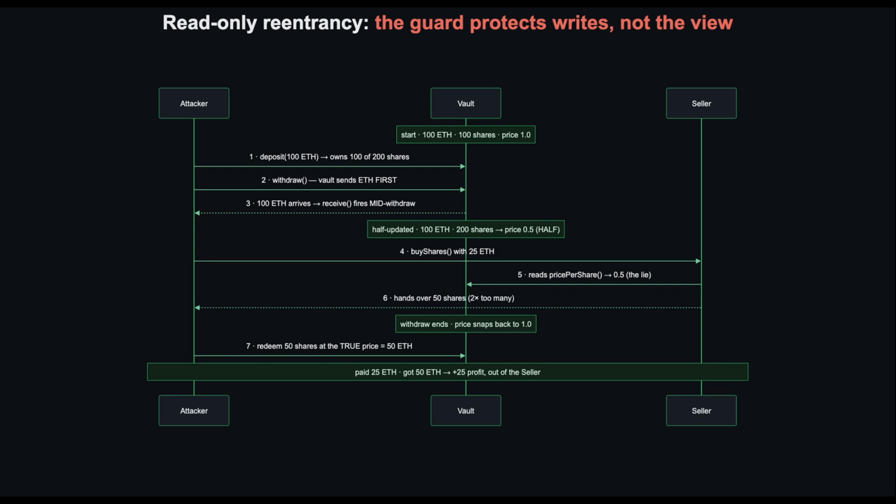And the vault's own sending of Ether is what hands control to the attacker at that exact instant. In that window, the attacker turns to a seller offering vault shares and buys with 25 ETH. The seller innocently asks the vault the price, here's the lie, half, and so hands over 50 shares instead of 25. The withdrawal finishes, the price snaps back to 1, and the attacker redeems those 50 shares for 50 ETH. They paid 25, they got 50. The 25 ETH of profit came straight out of the seller's pocket, all because one view function answered mid-withdrawal.